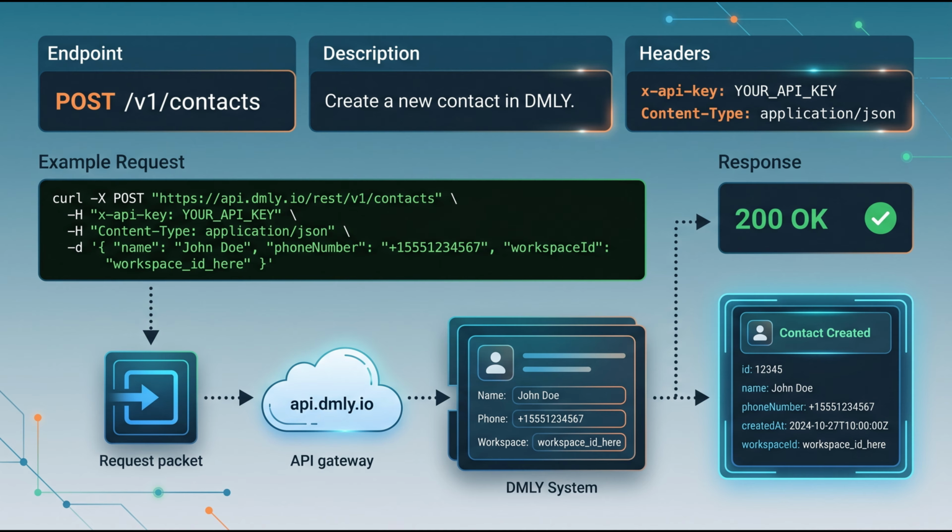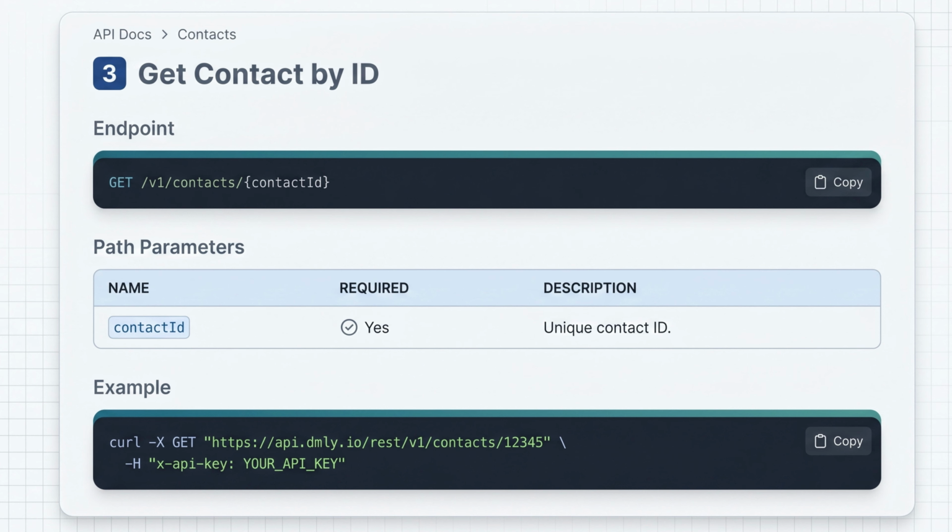Parameter: phone number. The phone number field accepts a phone number in international format, starting with a plus sign followed by the country code and number. For example, +15551234567. Parameter: workspace ID. The workspace ID field specifies which workspace this contact should be created under. You'll need to pass the ID of the target workspace here. Response. A successful request returns a 200 OK status along with the newly created contact object, confirming the contact has been added to your workspace.